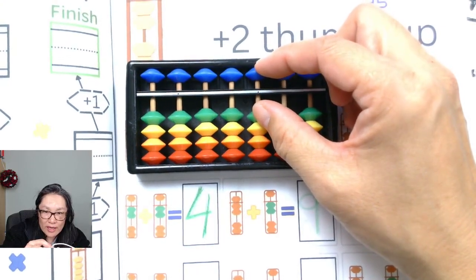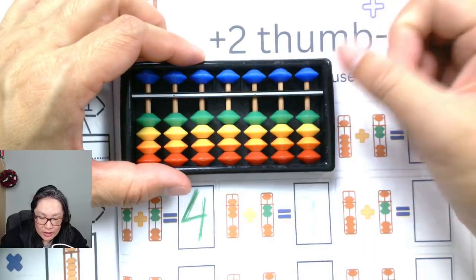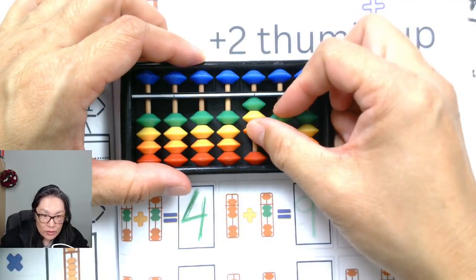We're going to continue on with how to add the 3. Adding the 3 is just as easy as adding the 2. If you notice, 1, 2, 3, that's what we're going to do. We're going to add the 3.